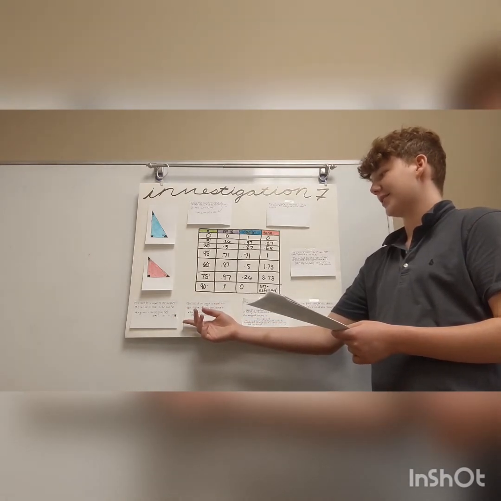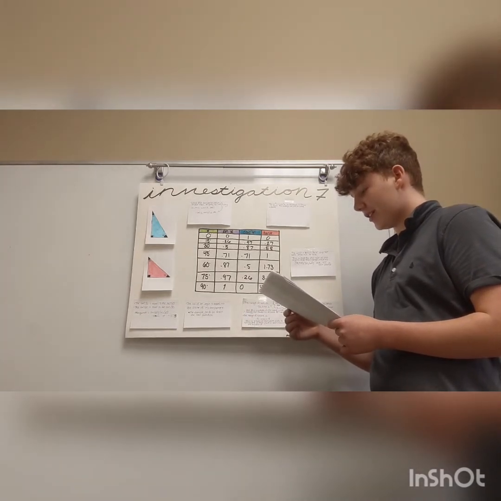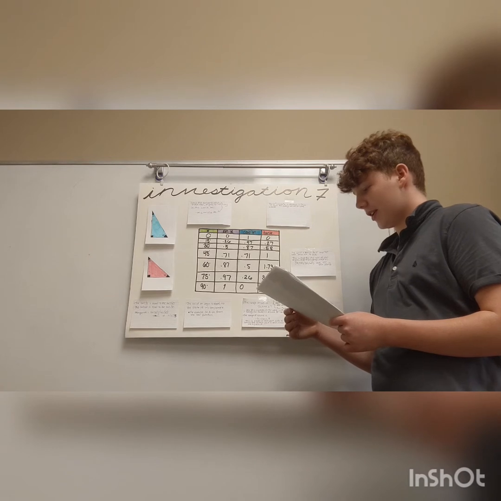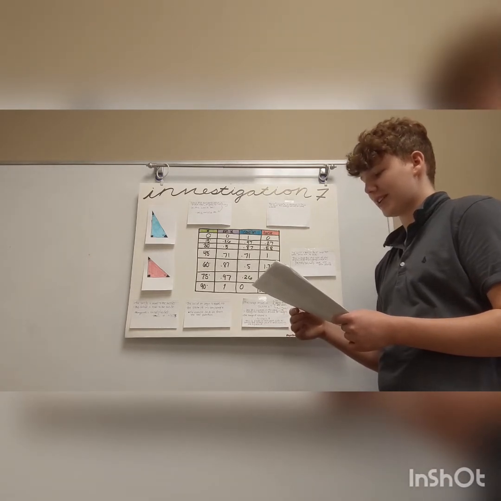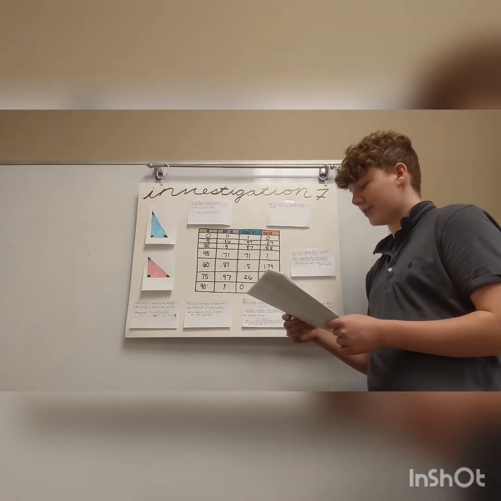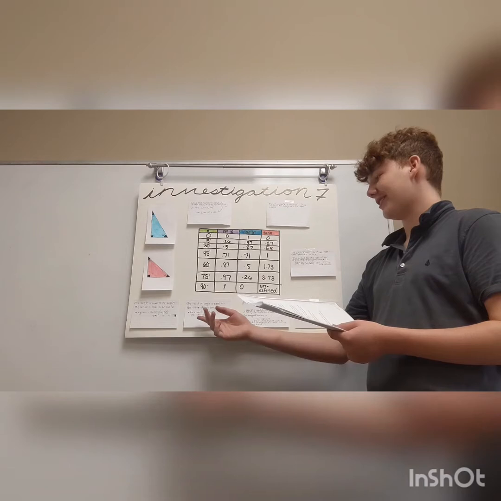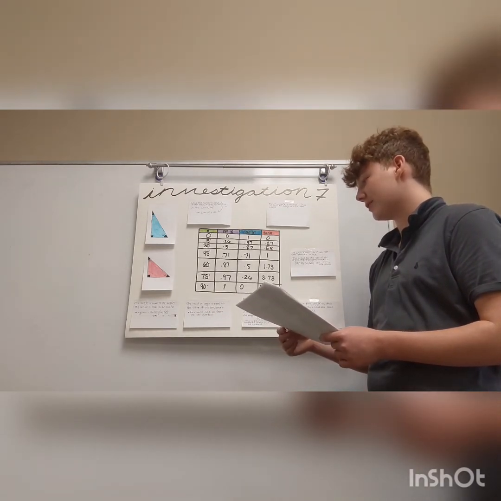And for question 6 it says, what do you notice about the sine of an angle and the cosine of its complement, cosine of 90 degrees minus x? Write a conjecture relating to the sine and cosine of complementary angles. The sine of an angle is equal to the cosine of its complement. For example, 30 and 60 from the last question.